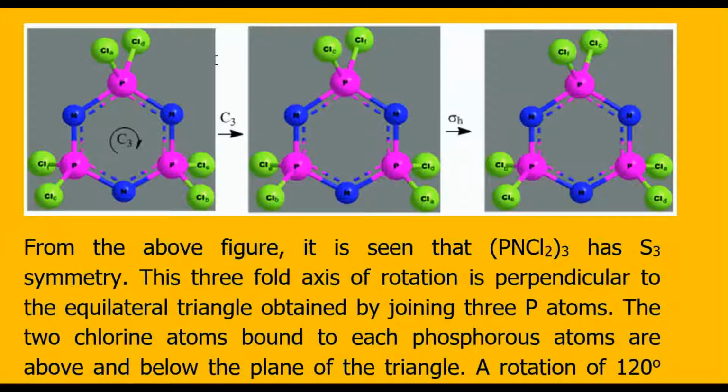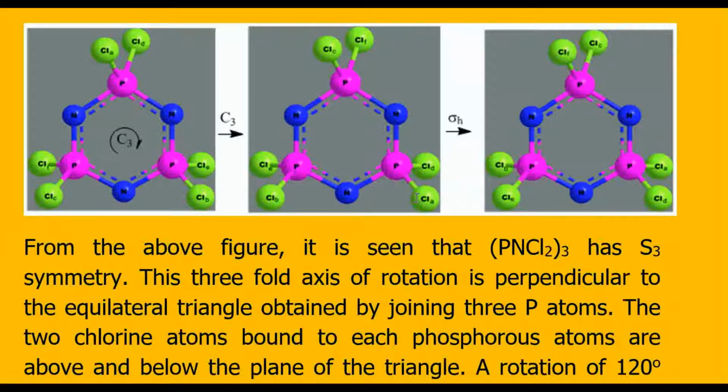What happens? In the original one, you had ClA at the top phosphorus atom, and ClC was on the left hand side bottom phosphorus atom. But upon rotation, the ClC has now come over at the position of ClA, whereas the ClA has moved to the bottom right phosphorus atom. So that is your C3 rotation.